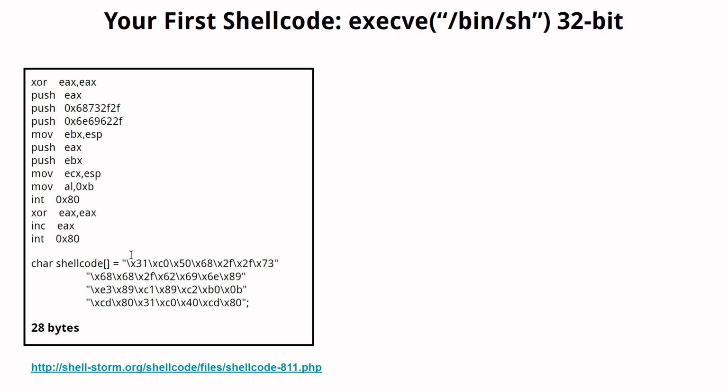So next, what we do today is you will look at your very first shellcode. This is a very simple shellcode. It only does one function, which is execute a shell. Okay? So this is literally a shellcode that returns you a shell.